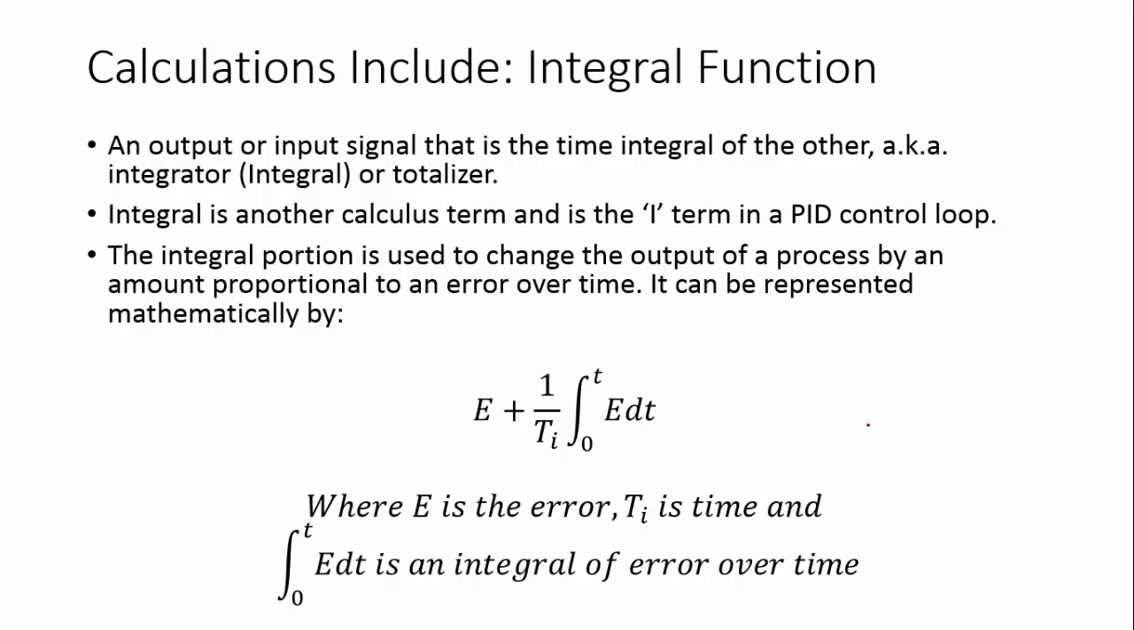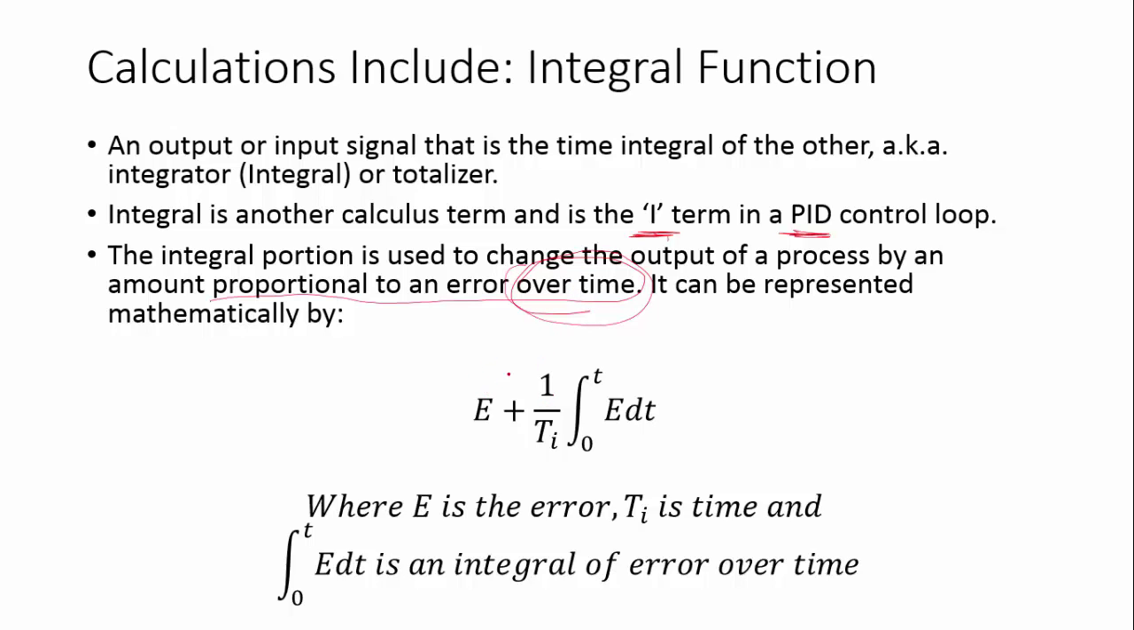You also have the integral function. An integral is also a calculus term. It's the I term in the PID control loop. The integral portion is used to change the output of a process by an amount that's proportional to an error over time. So we're not looking at the rate of change of the error, we're looking at how much error is in the system over a time period or over various time periods.